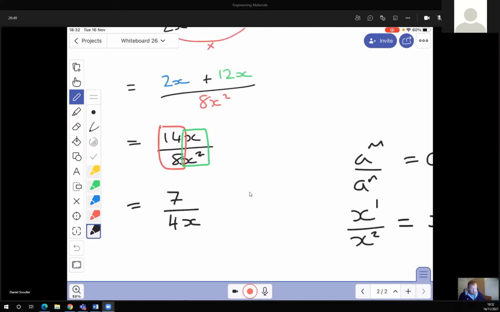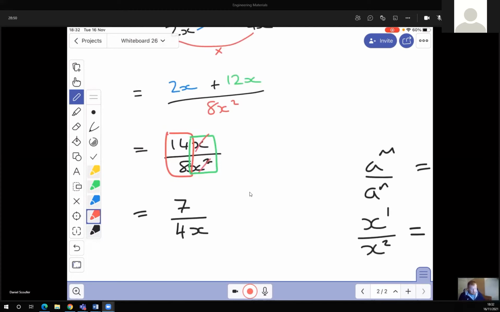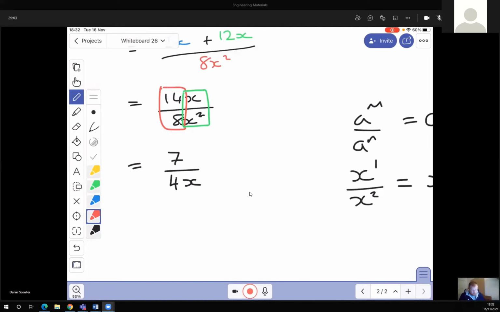You could just look at that and just say, I'm cancelling that with that, as long as you're comfortable with that, but that's why we're doing that. That's how we're getting to that step. So that was just the rules we looked at last week. So that's your simplest form, 7 over 4x. We can't take that any further.